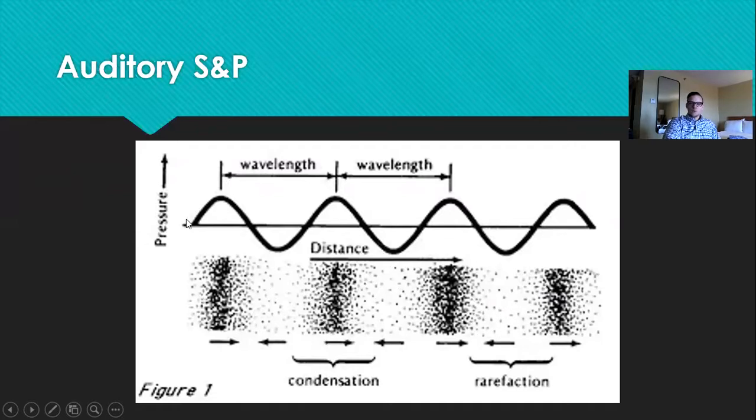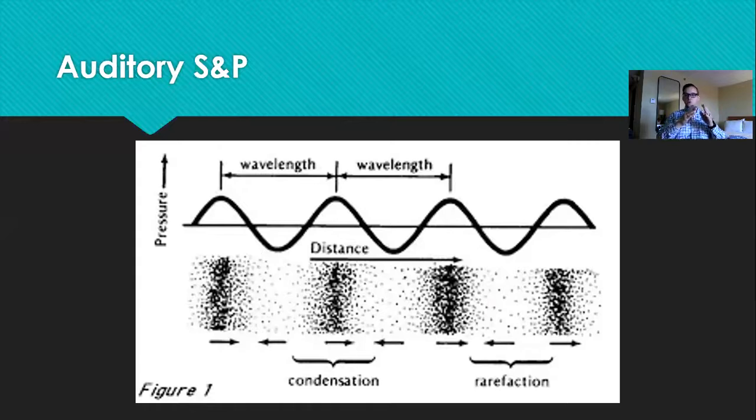So wavelength is just exactly what it was when we were talking about light. It's the distance from one crest to the next crest, or from one trough to the next trough, as you can see there. Now, the other physical quality is amplitude. So it would be the height of this wave and how deep the trough is.